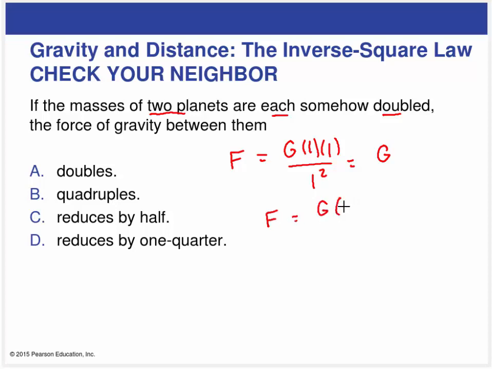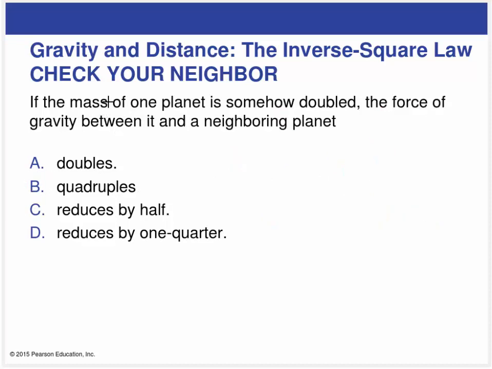Now if we were to double both of those guys, so double the first, double the second, distance squared is still the same, and we're left with 4G, so we would expect it to quadruple. If the mass of one planet was somehow doubled and the other one remained the same, then you could probably convince yourself that the force should double as well.